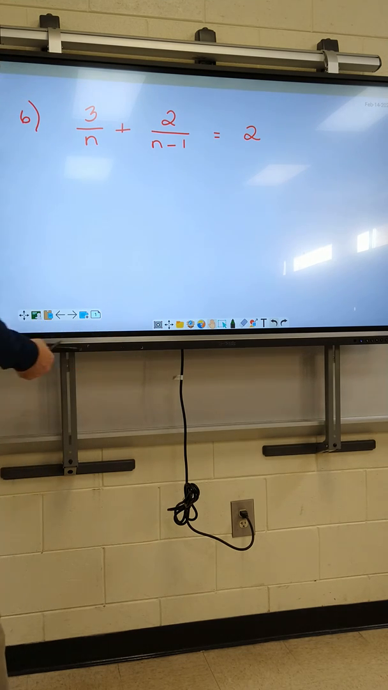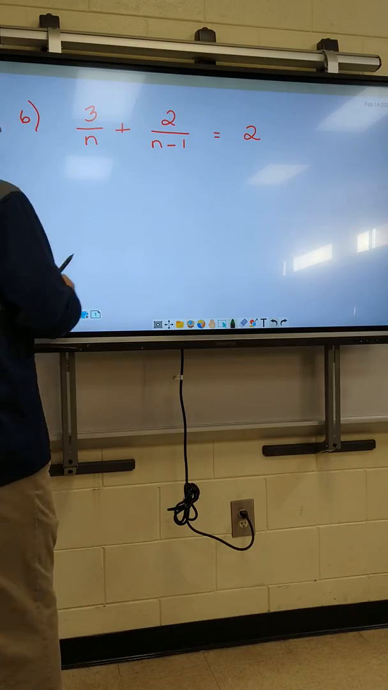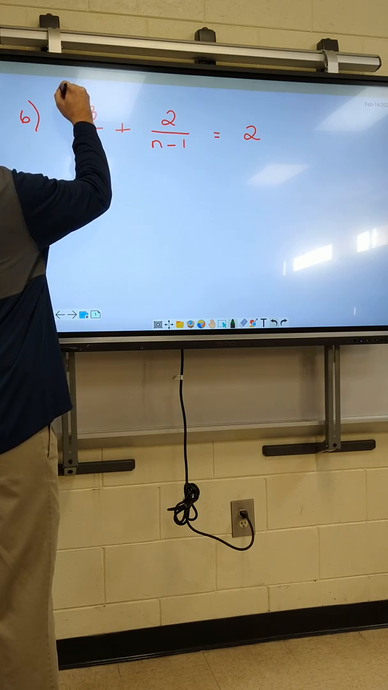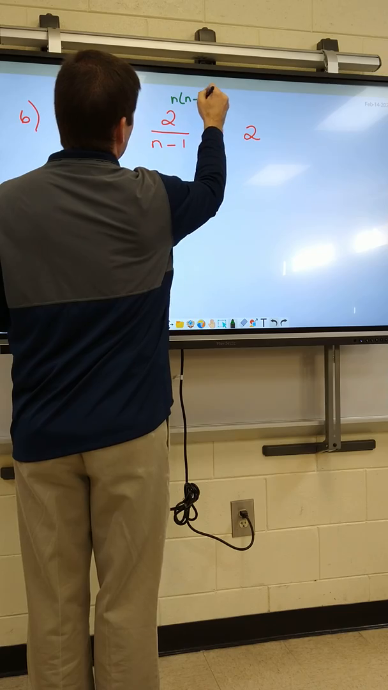Alright, so we're solving equations now that have fractions in them. So the first thing you want to do is get rid of the fractions. So we need to multiply everything by a common denominator. What's the rule about having a common denominator? You got to use what? Yeah, one of everything on the bottom. So I got to use an n and an n minus 1. You need to write that above each fraction. N and n minus 1.